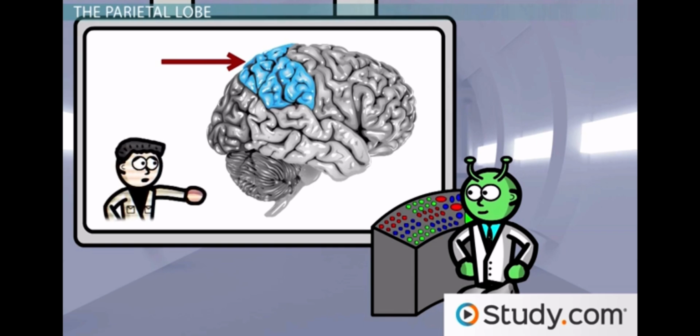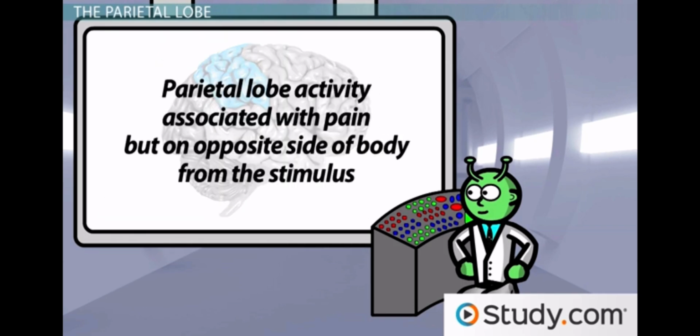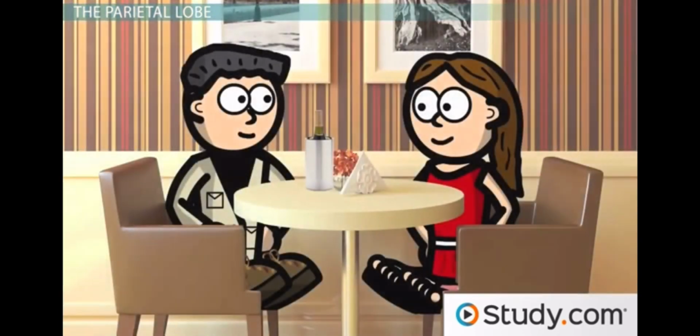Blur double-checked to make sure, and yes, Phil's left hand was in pain, but it was the right side of the parietal lobe that was stimulated. So Blur made a note: parietal lobe activity associated with pain, but on opposite side of the body from the stimulus. Phil assured his date that he was fine.